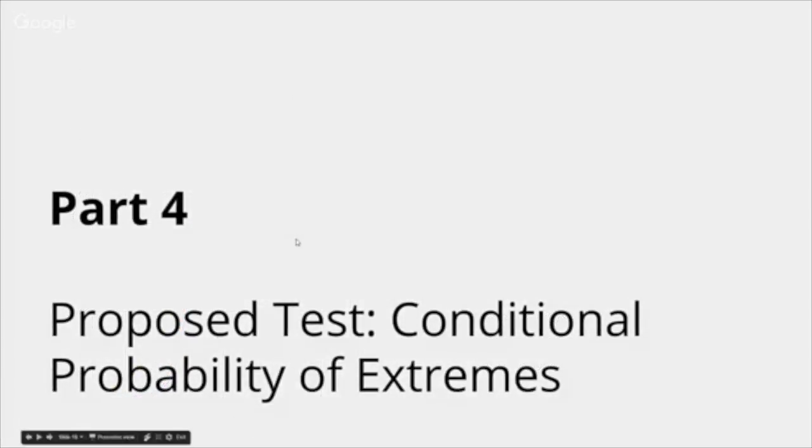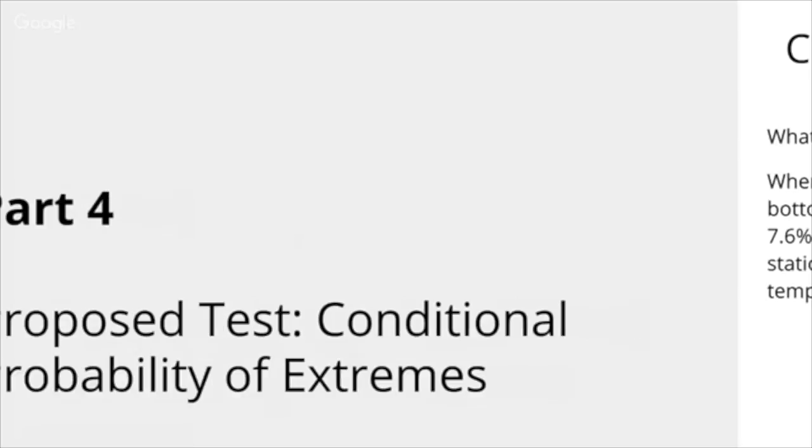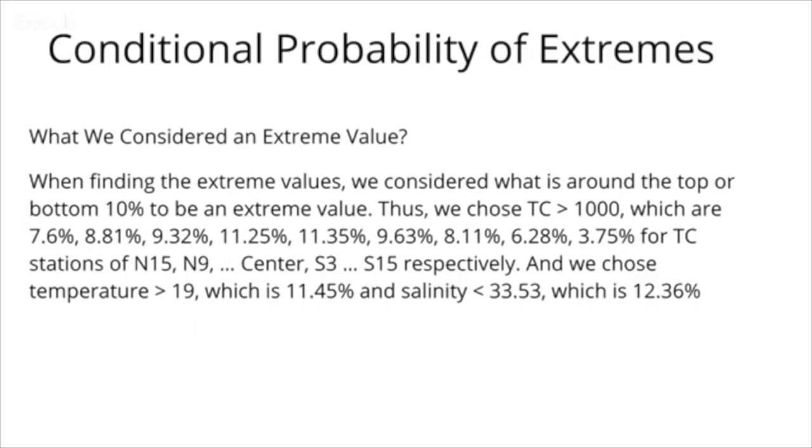Okay, part 4, proposed test, conditional probability of extremes. Since we had the option of choosing multiple different ways of doing this part, we chose to do the conditional probability of extremes. Well, we considered an extreme value. When finding extreme values, we considered what is around the top or bottom 10% to be an extreme value.